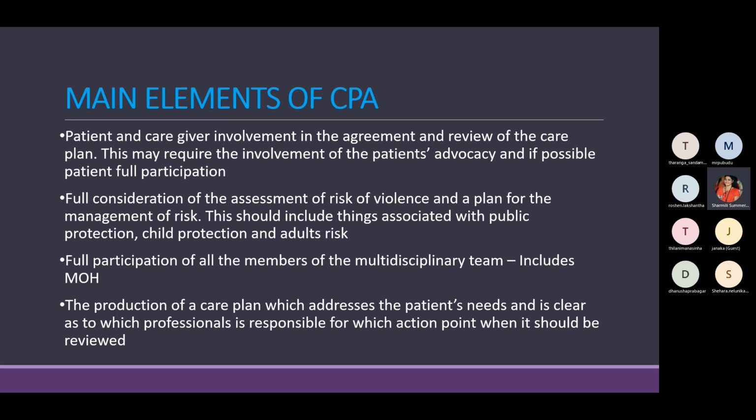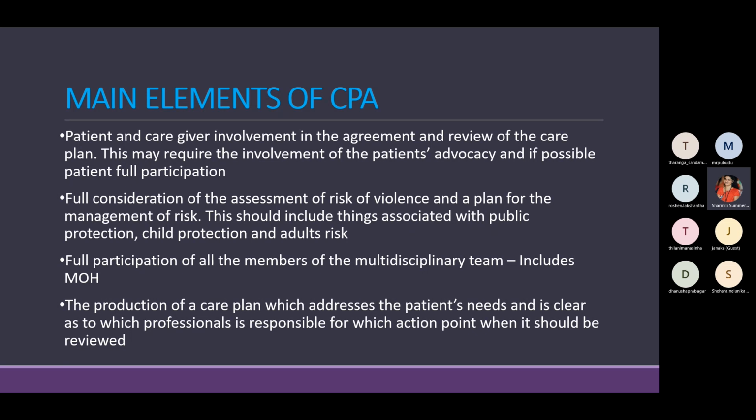Next is full consideration of the assessment of risk of violence and a plan for the management of risk. This should include things associated with public protection, child protection, and adult risk. So according to this policy, they mainly focus on risk assessment, whether the patient has any risky exposure to violence or any other risk. Both can happen: if the patient is mentally ill, the patient has chances of being violated, harassed, bullied or abused. And if the patient is very aggressive, then on the other hand the professionals or caregivers also have higher chances of being exposed to harassment and abuse. So both parties may be affected.